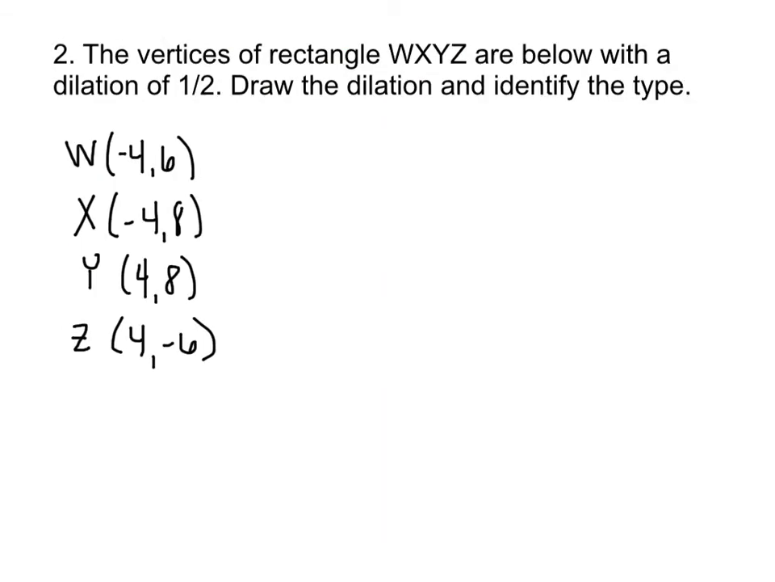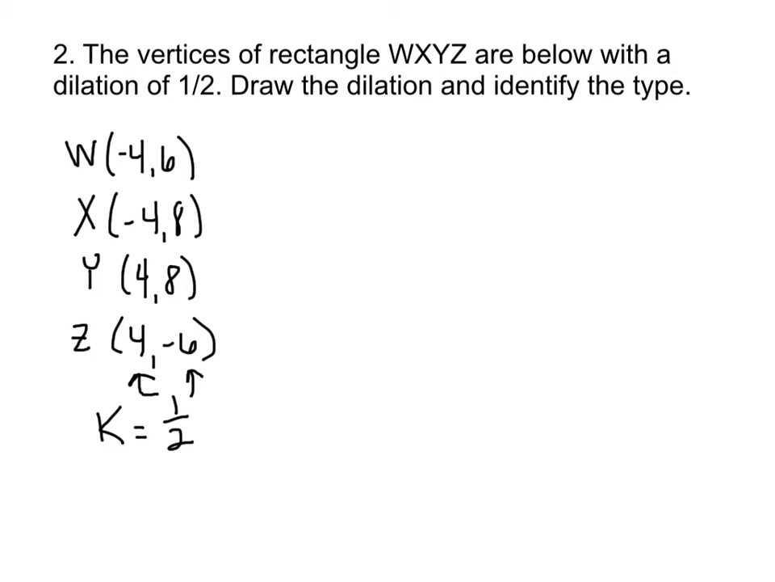Here is example number 2. The vertices of rectangle WXYZ are below and has a dilation of 1/2. So right off the bat we know K equals what? What's your scale factor? It's 1/2. So you have to multiply all of these by 1/2.